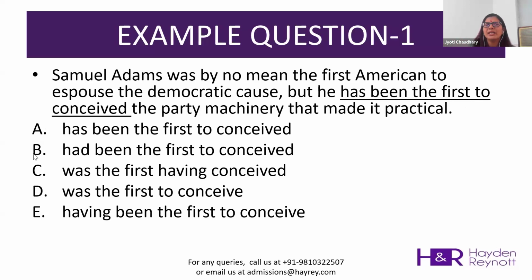So that is why we can easily eliminate options A, B, and C, because they are saying to conceive and having conceived, which is also wrong. The first one, to having conceived, we haven't learned any tense like that. Now we are left with options D and E. Again, E is saying having been the first to conceive. So this is the passive form, and we do have a subject over here. We need an active form of the sentence. So hence we are left with only one option: He was the first to conceive the party machine. And hence this would be the right answer.